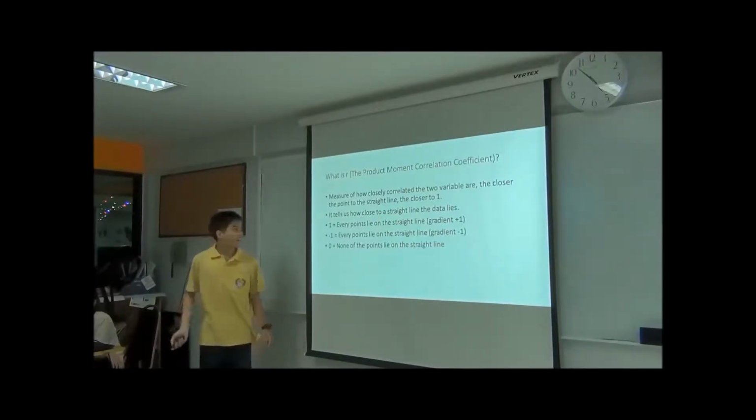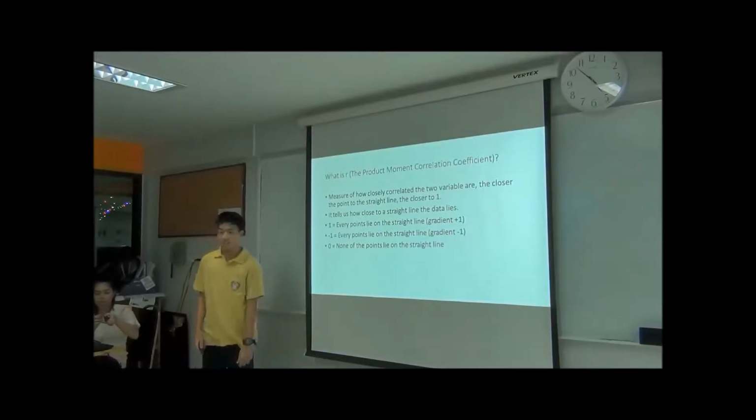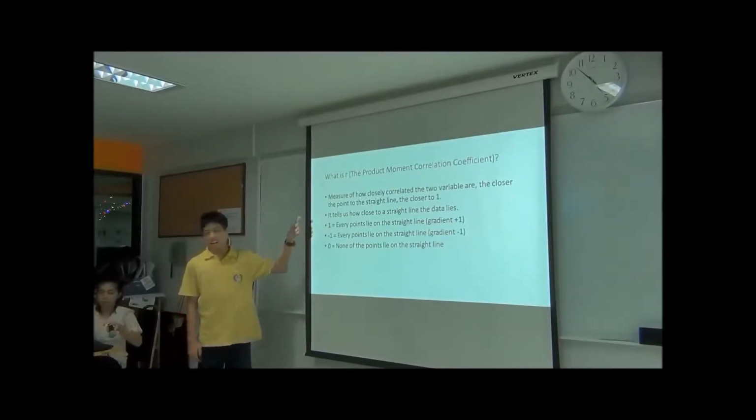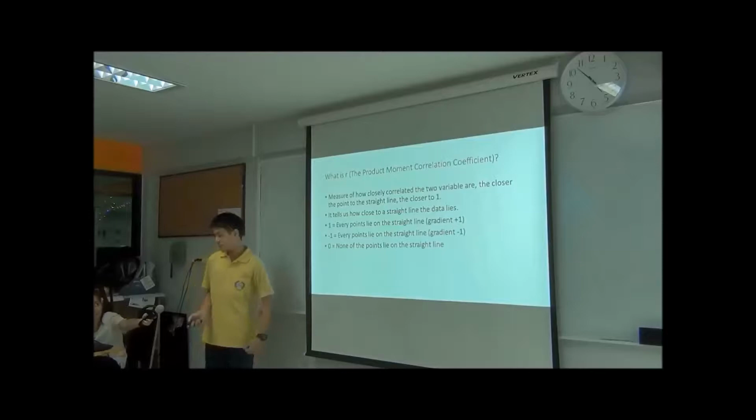What is R, or the product moment correlation coefficient? R is the measure of how closely correlated the two variables are. The closer the points are to the straight line, the closer R is to 1.